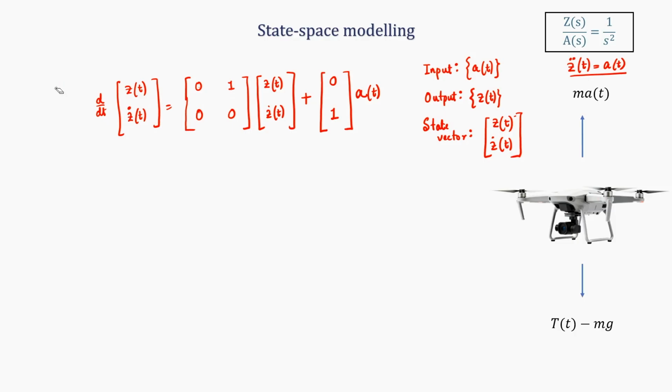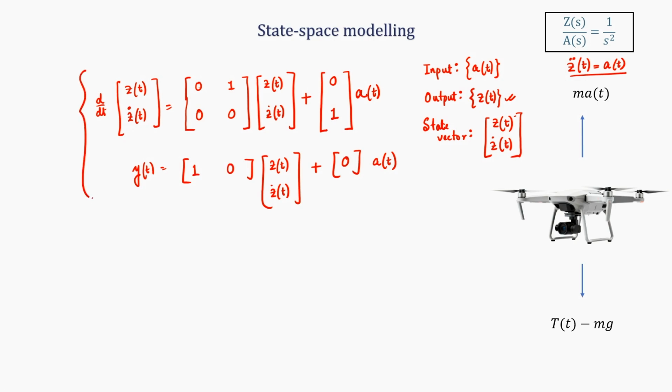Now, what is the output equation? What is the output? Output is z(t) here. So, output y of t is nothing but Cx plus Du. So, Du is 0. So, we have z as the output. So, 1 0 and 0 here. So, this becomes your state equation and output equation. So, for a quadrotor, this will be your state space model when the quadrotor is moving along the z direction and we have taken acceleration as an input.